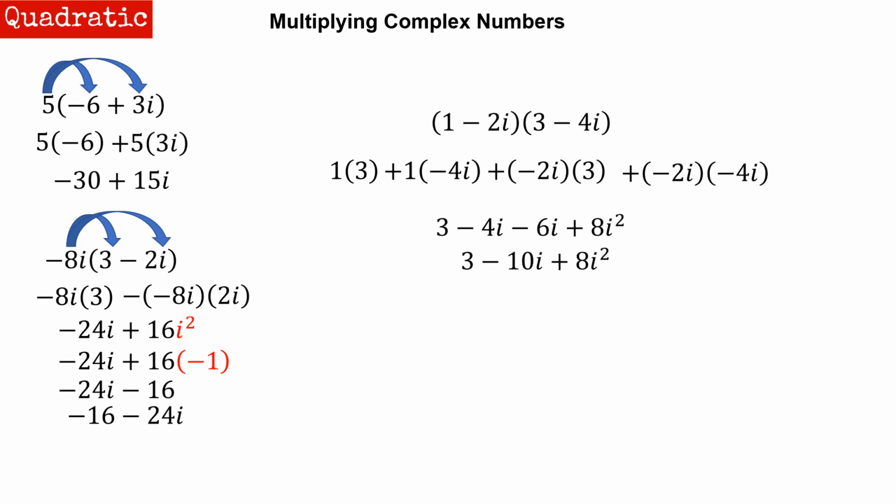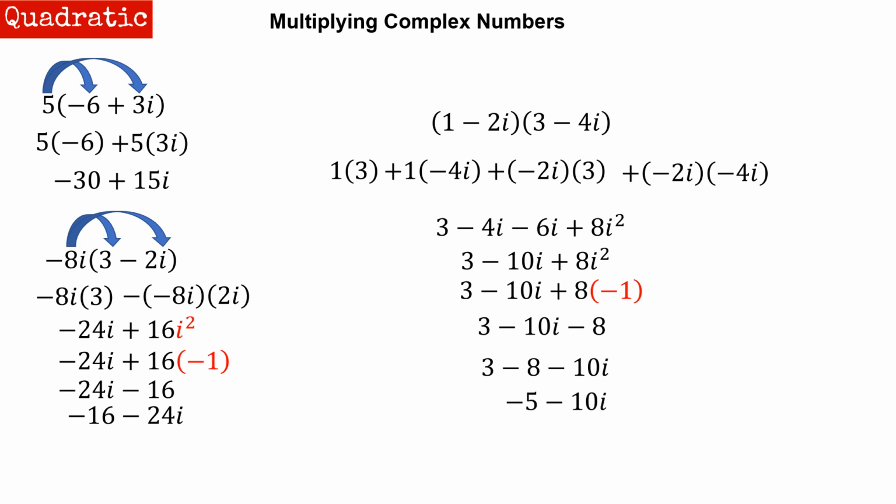The next step is to substitute -1 in for i squared. This is going to give us 3 minus 10i minus 8. You don't have to, but I like putting like terms next to each other. So I just rewrote it as 3 minus 8 minus 10i, which gives us -5 minus 10i. This is a perfect answer because it's in the form a plus bi.